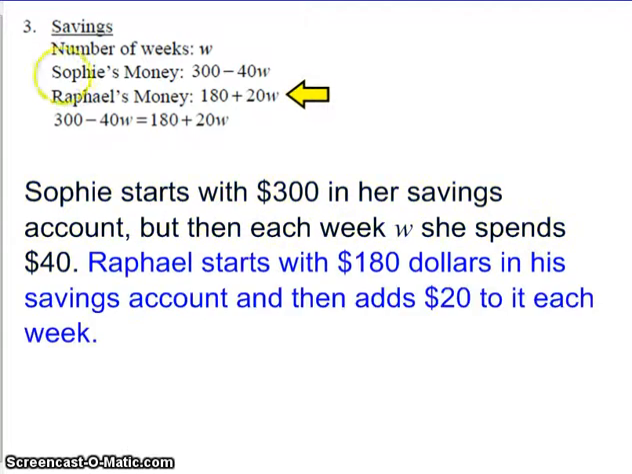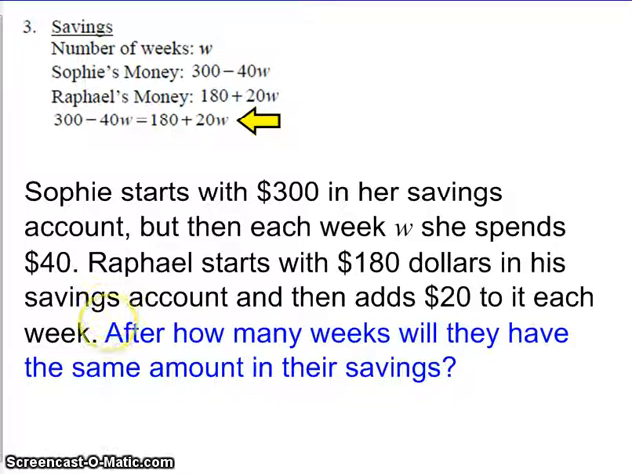So the next sentence will be, Raphael starts with $180 in his savings account, and then adds, and we would say he adds $20 each week, right? 20 per week, 20 times W, 20 each week. And I'll use another hypothetical. Most of these kinds of questions will end with hypotheticals. Or something like this: after how many weeks will they have the same amount in their savings?